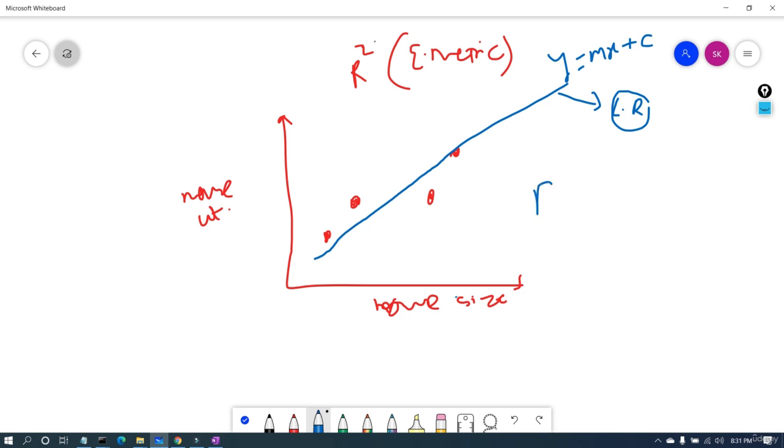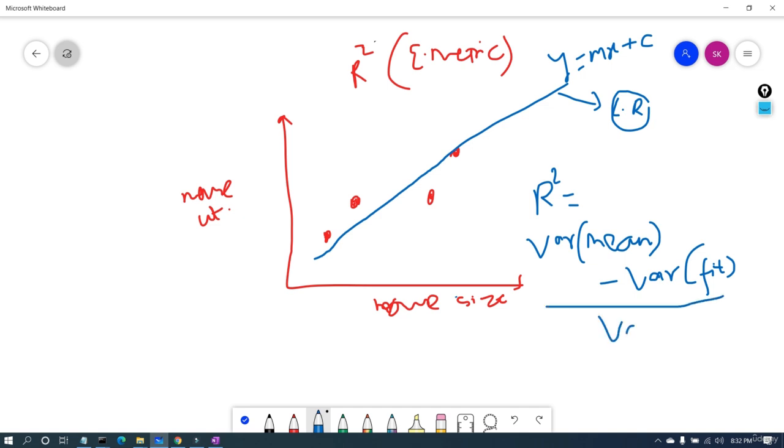The formula for R square is, let me write it here first: variance of mean minus variance of fit, that is the fit by the line, divided by variance of mean. So this is our basic formula. Let's check now what this represents.